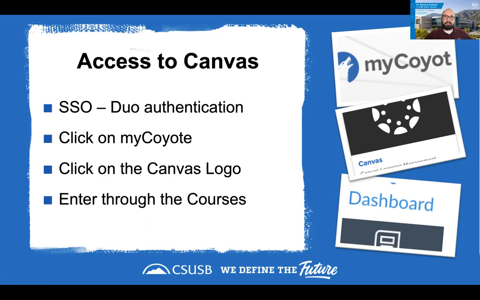Next, you're going to click on your My Coyote once you are inside. You're going to see the logo for Canvas, which is right here on the right. And once you click on it, it's going to take you by default to the dashboard. The dashboard is where you're going to find all of the courses that are currently being published.